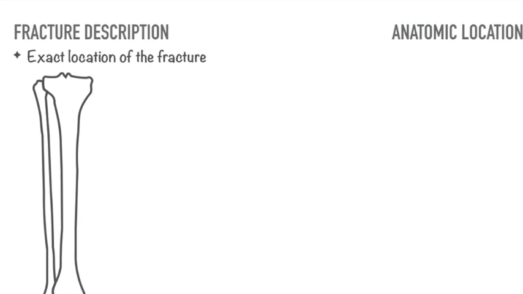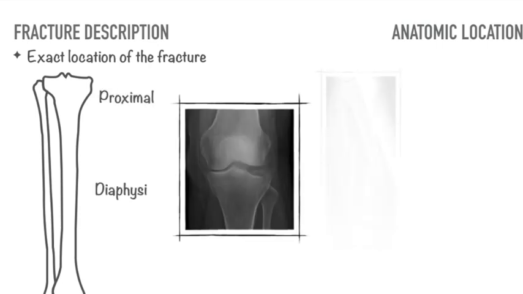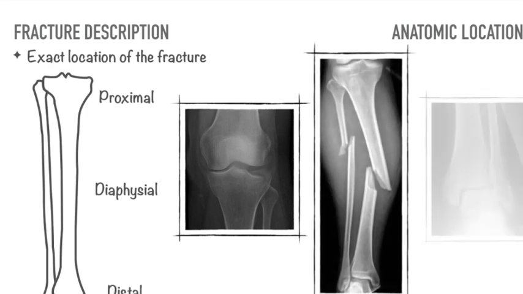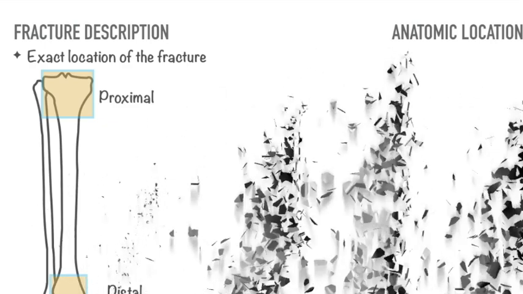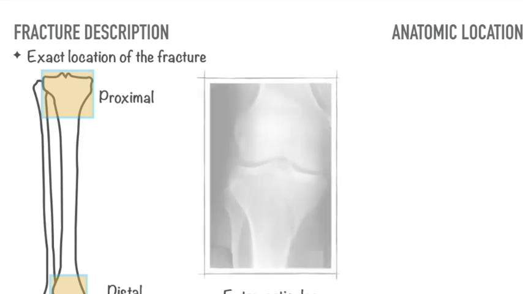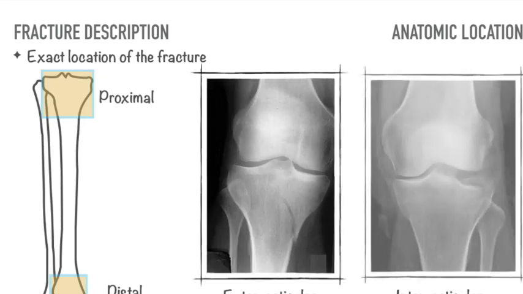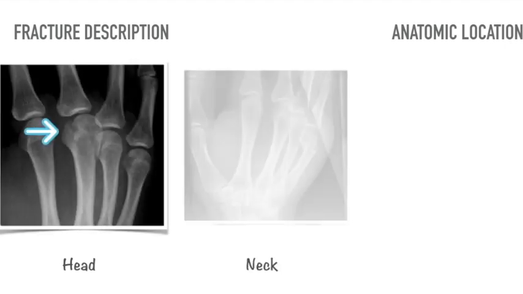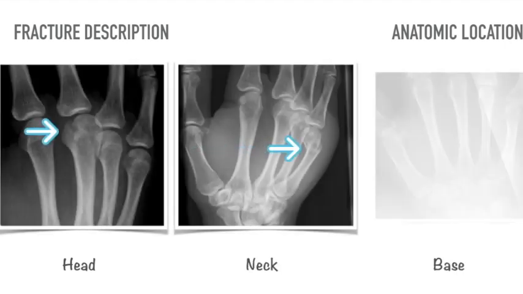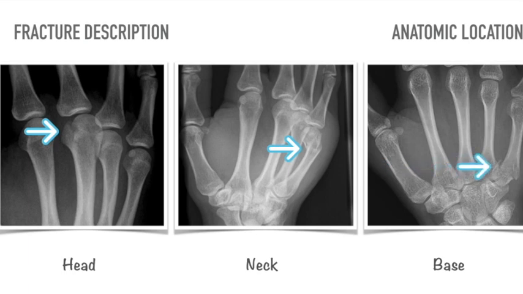Long bone fractures can be described as being located in the proximal, diaphyseal, or distal part of the bone. The proximal and distal segments are defined by a square based on the widest part of the bone. Proximal and distal fractures may be extra-articular or intra-articular. Also, for many fractures, terms like head, neck, or base fracture may be used for description.